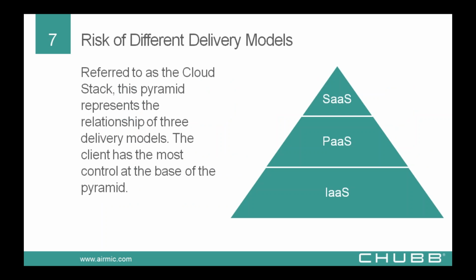When we turn to delivery models, this is something that's very common in the IT world, referred to as the cloud stack. If you look at the pyramid on the right, you'll see that infrastructure is at the bottom and software is at the top, and it goes from the bottom to top based on control. So with infrastructure as a service, the entity, the client, has the most control in how it's delivered, and with software as a service, they would have the least control.